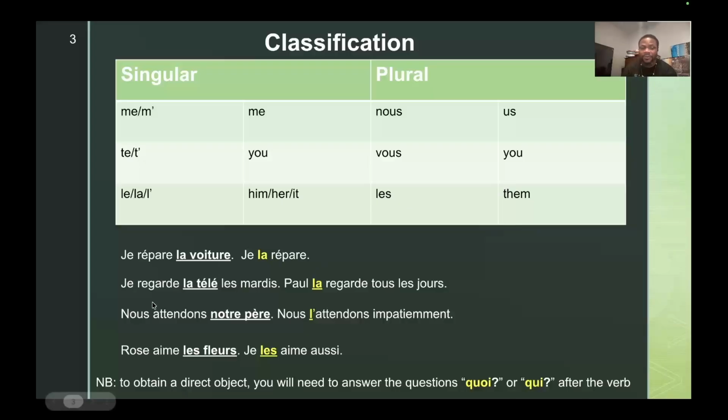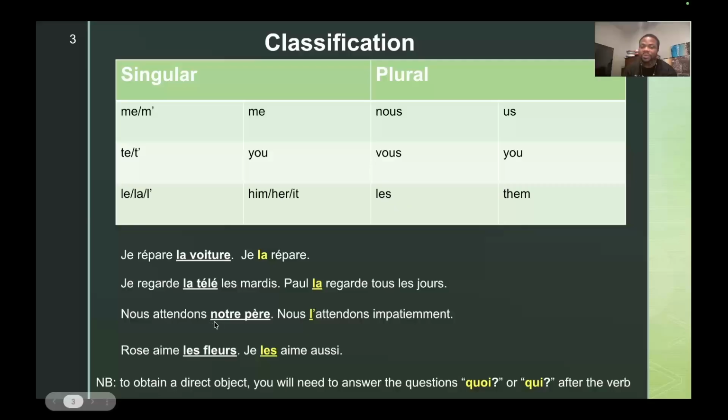D'accord? Now, if we look at this also, je regarde la télé les mardis. I watch TV on Tuesdays. Paul la regarde tous les jours. Paul watches it every day. So la here replaces la télé. Je regarde la télé. D'accord?